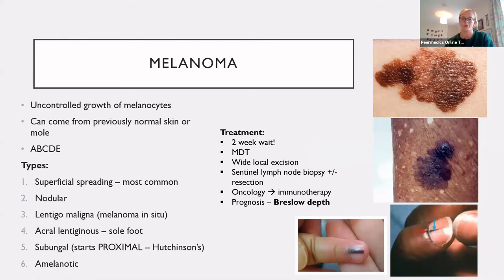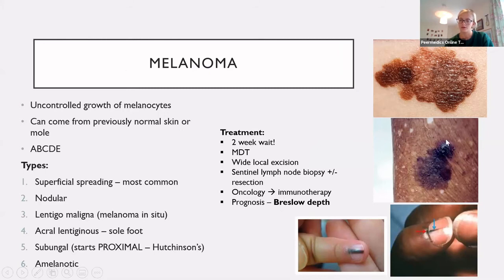Okay, so melanoma as well. So this is just uncontrolled growth of the melanocytes. So it can come from normal skin or it can come from somewhere there was a previous mole. As I mentioned back at the start, always describing it using ABCDE. So once you see this, that's what you're going through in your head. Quite a few different types. Superficial spreading, like this one, is the most common you'll see. In this one, you can see the nodular.